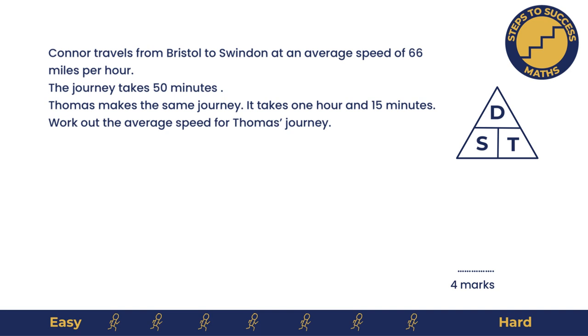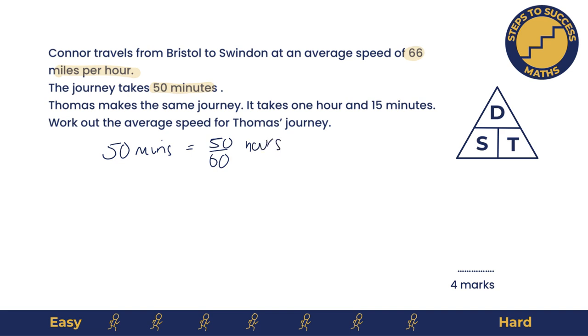So to work out Thomas's journey, we need to know how far it is. And we can use Connor's journey to work it out because you've got two pieces of information. You've got the time taken is 50 minutes and the average speed of 66 miles per hour. One's got hours in and one's got minutes. So first of all, you need to make them the same. So 50 minutes is how many hours? Well, it's 50 out of 60. So you can just think of it like that.